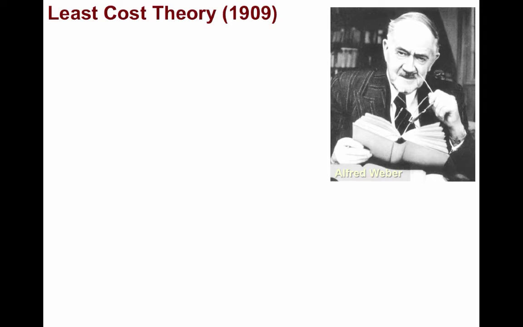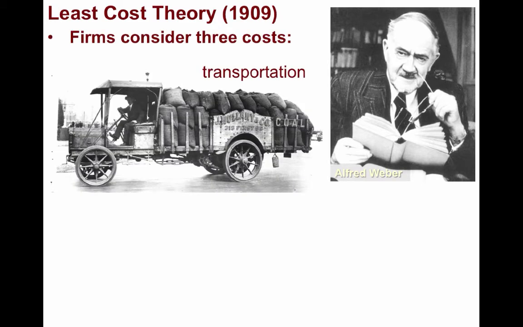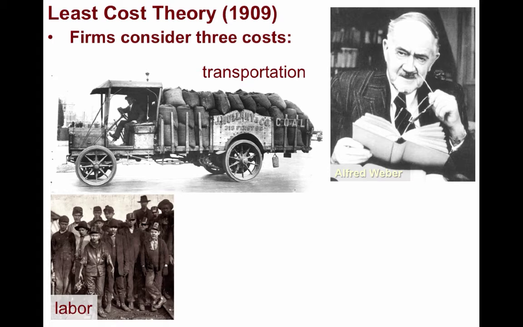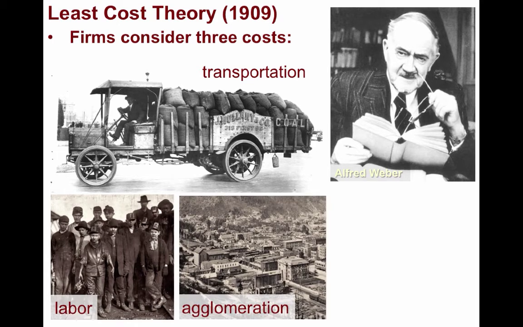He devised his model of industrial location, emphasizing that firms consider three essential costs. The primary cost they sought to minimize was transportation. According to Weber, this was the most important factor, since at that time it was the most expensive. A second consideration was to reduce the cost of labor, and a third consideration was to maximize agglomeration economies.